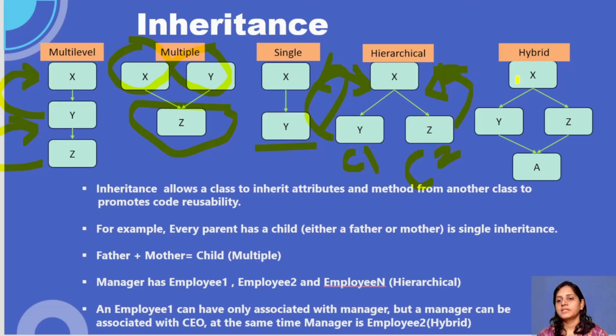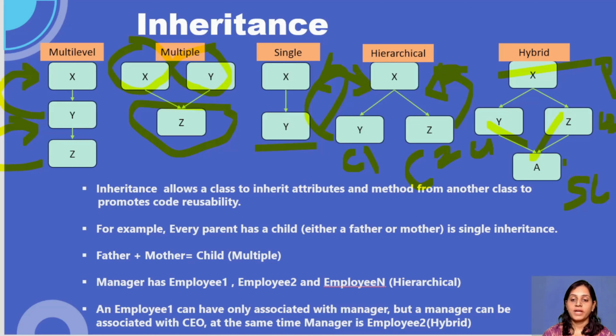This is a hybrid, guys. One class, this is the parent, this is child 1, child 2, getting the functionalities and attributes of x, the parent class, and this is another subchild class who is again getting all the functionalities of y and z, right? So let us go through each and every example, guys.